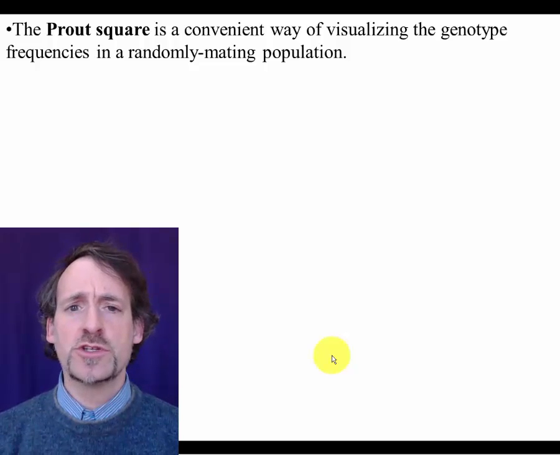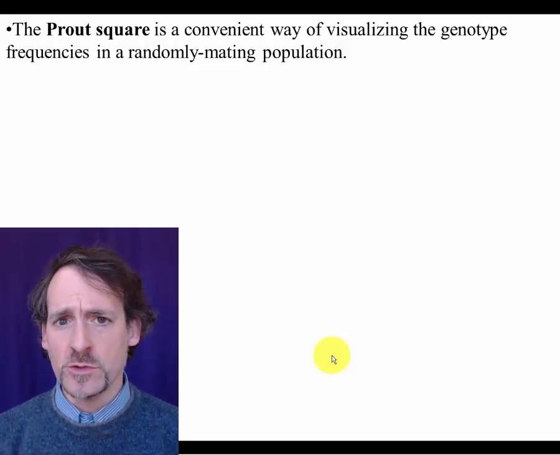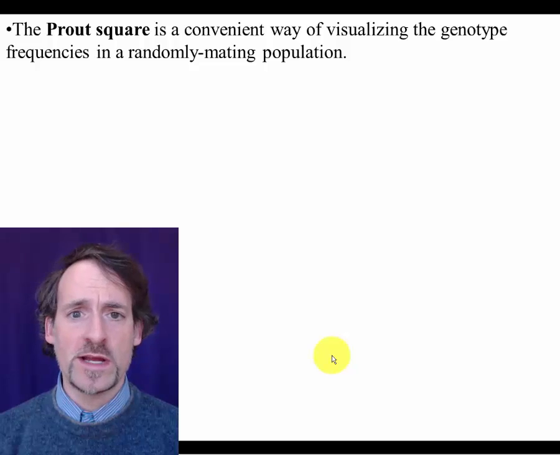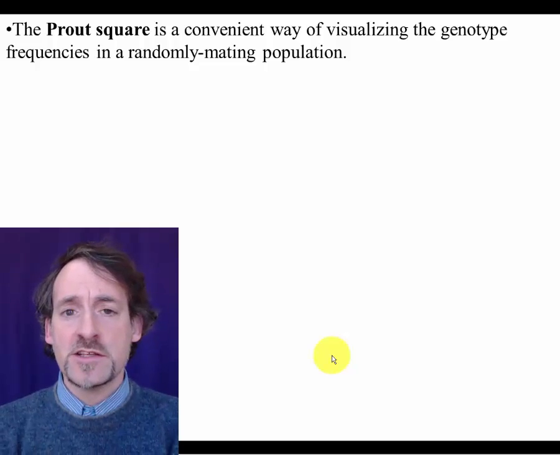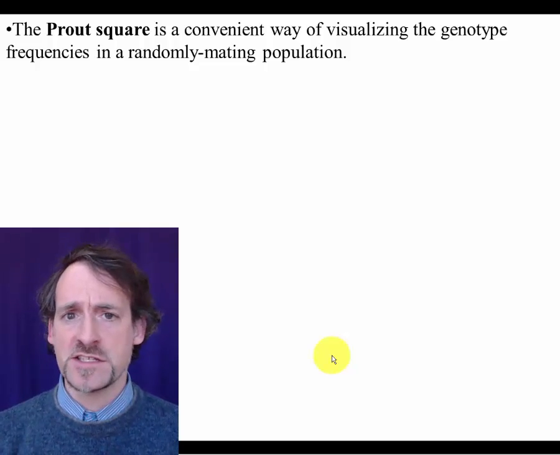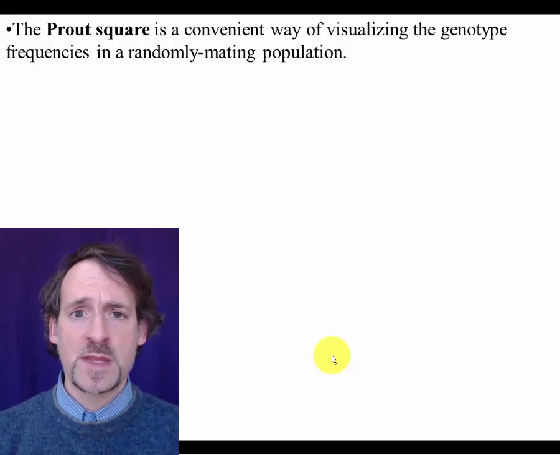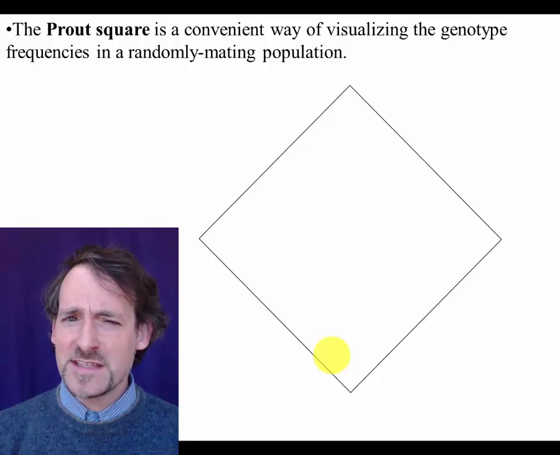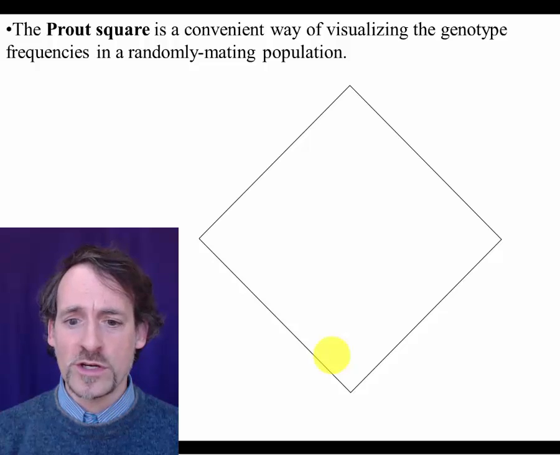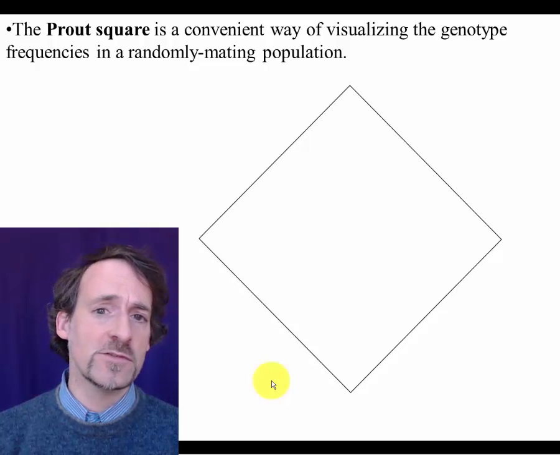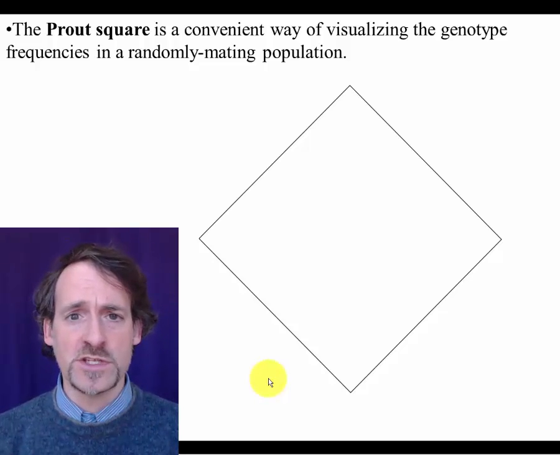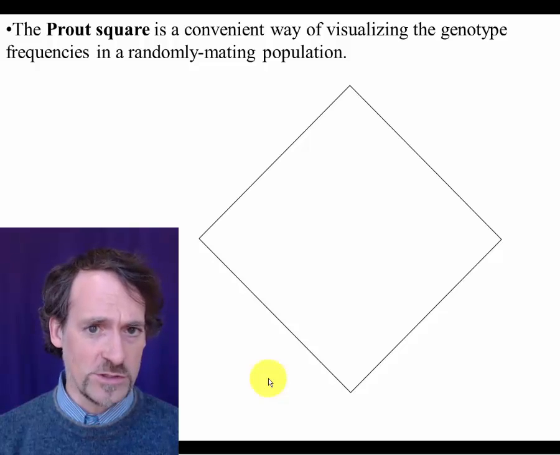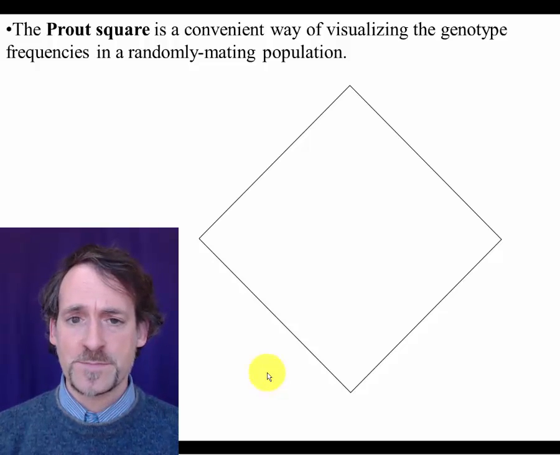I want to introduce you to a tool which might be useful to you as a visual way of understanding the genotype frequencies that you expect to see in a randomly mating population. It's called a Prout square. And I'm standing this square on one corner so that you don't get it confused with a Punnett square. They're different things, they're meant for different purposes, and if you get the two confused, you're going to answer a bunch of questions wrong on your exams.